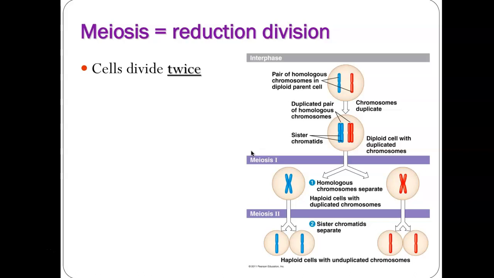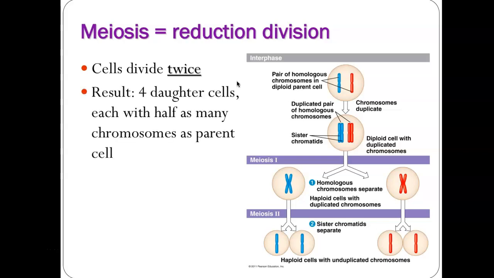So in meiosis, like I said, I'll go over the karyotype a little bit later and I'll go over all these vocab terms again, but I'm going to move on and talk about meiosis. The difference between meiosis and mitosis is that in meiosis, the cell divides twice.